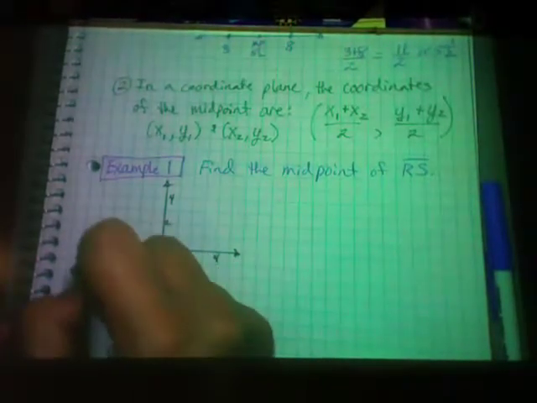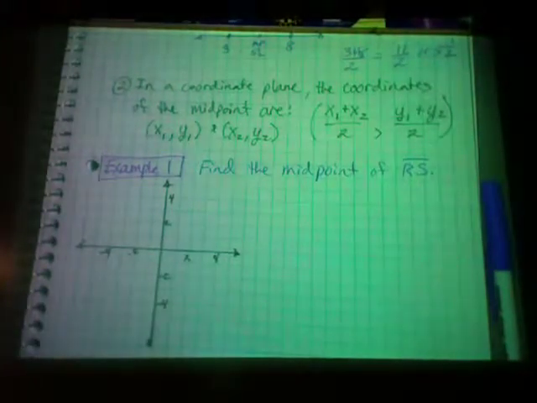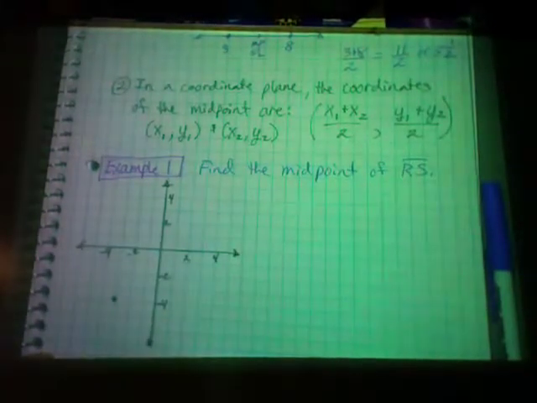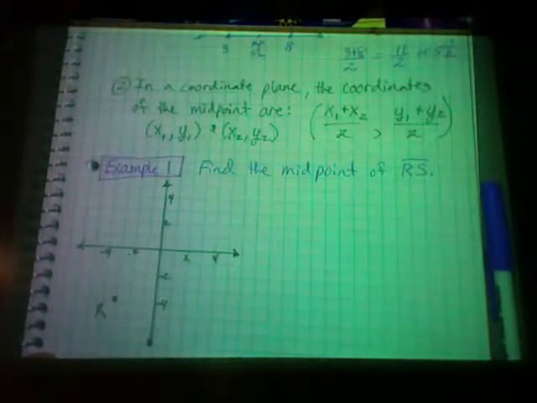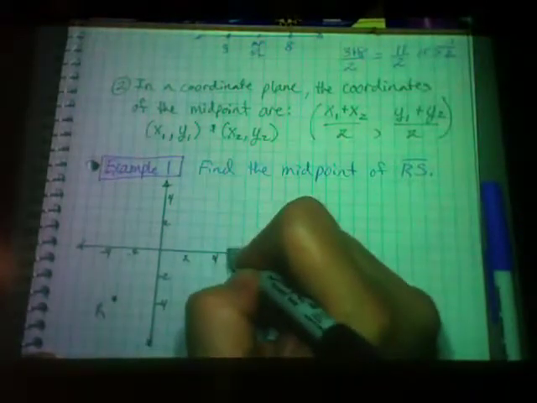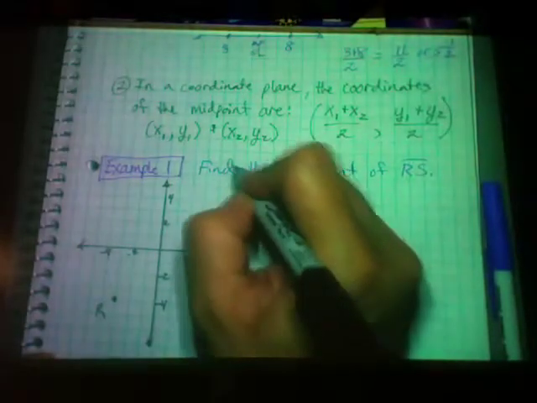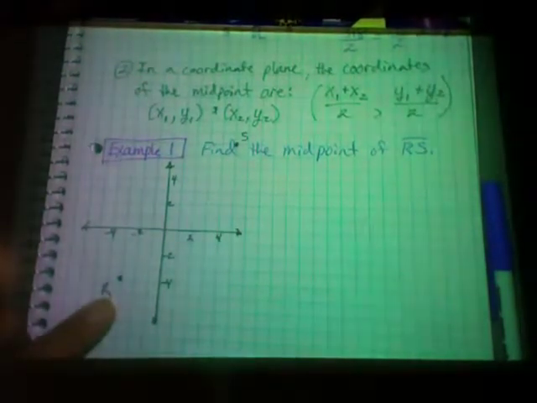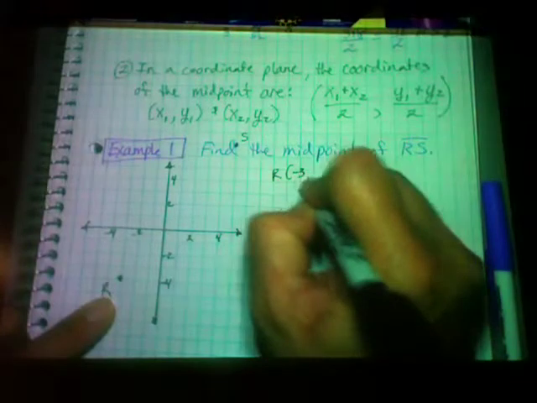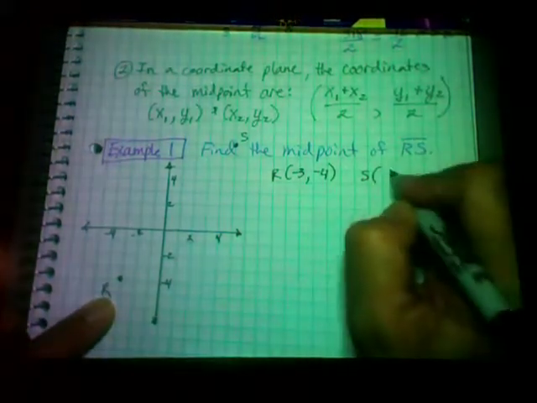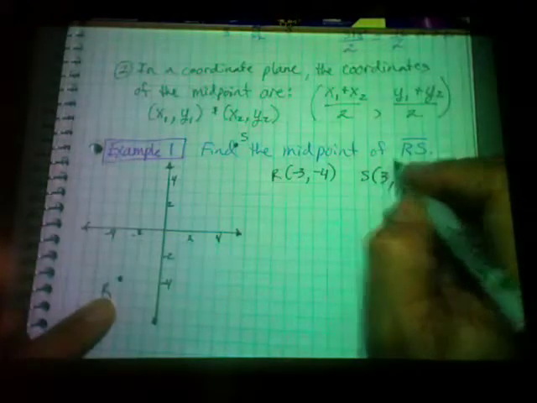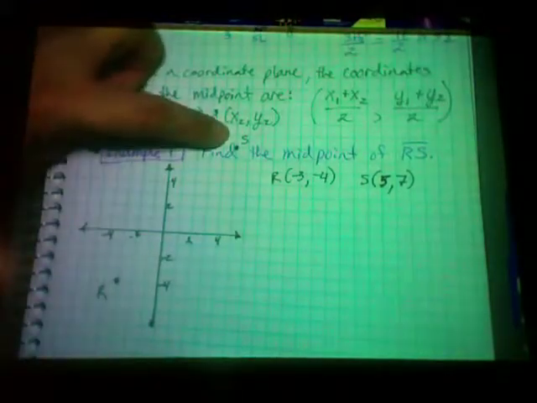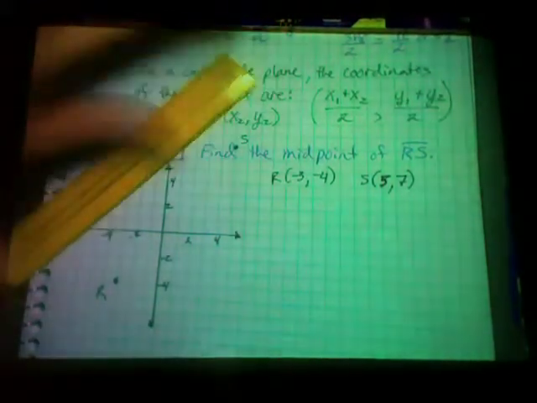Everybody should be taking notes. R is at -3, -4. So here's R. And S is at 5, 7. So here's S, way up here. So we are going to try to find the midpoint of this segment.